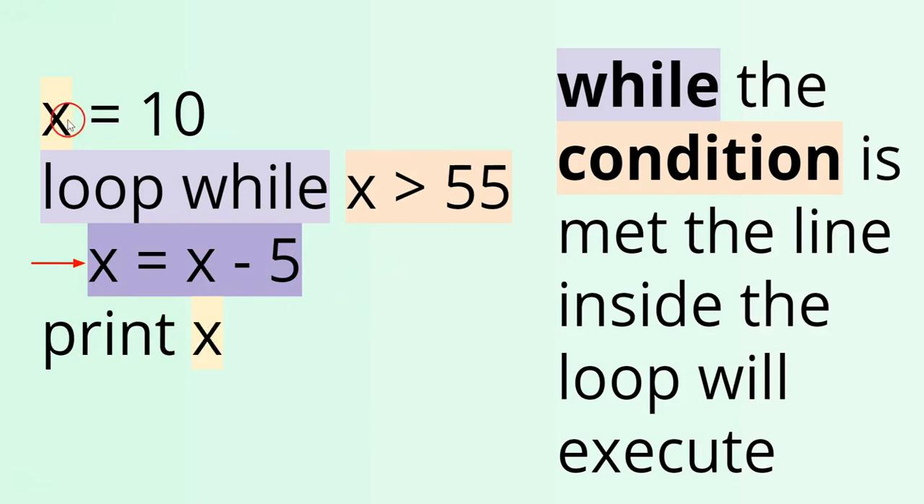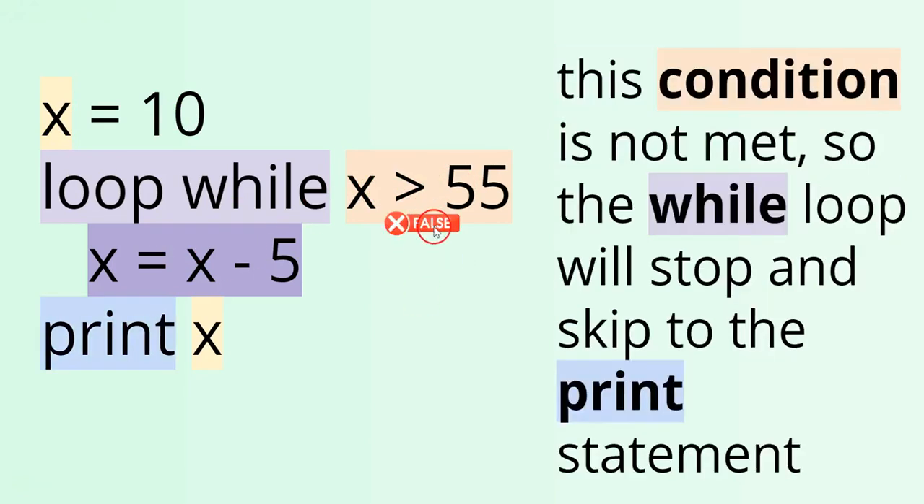Well, let's see. Let's add this 10 into the while loop. Is 10 greater than 55? No, 10 is not greater than 55. So this while loop is not even going to work. It's false. It's going to skip this step right here because it's false. There's nothing to do. And because it skips, it's going to go right to the print statement, and it's saying print x.